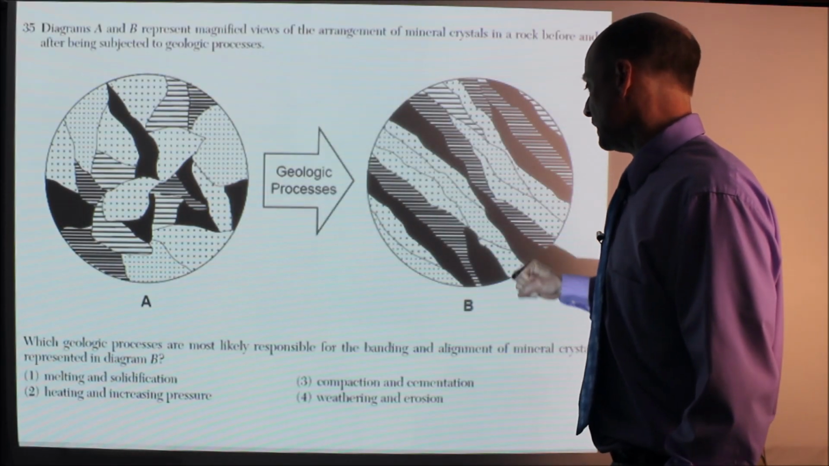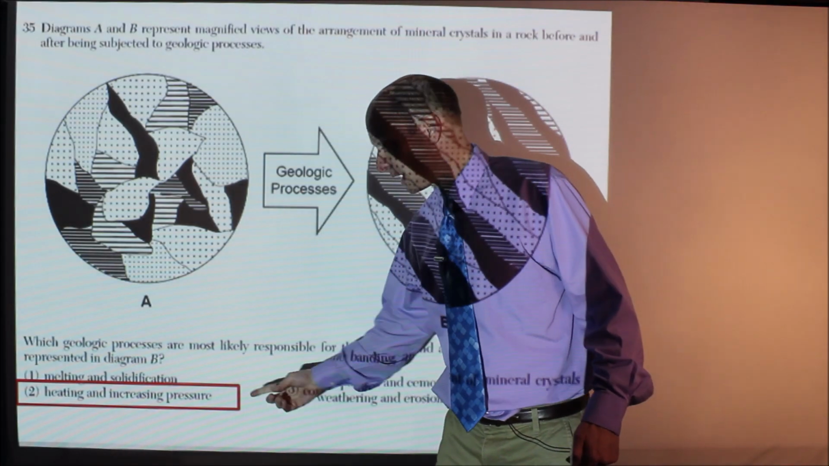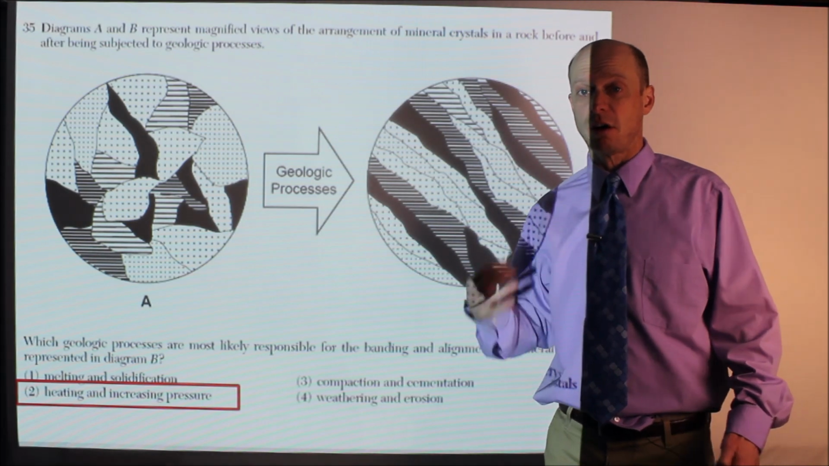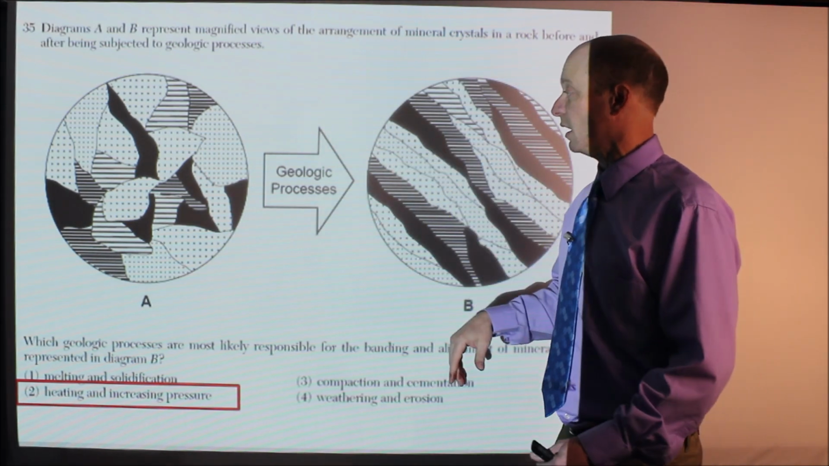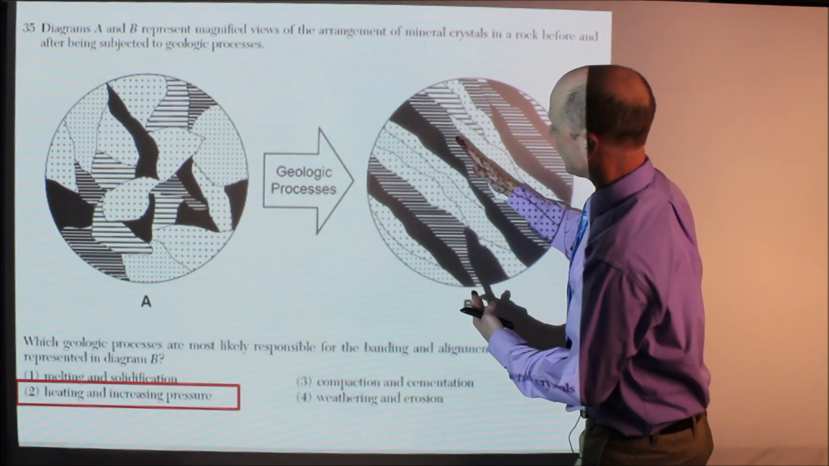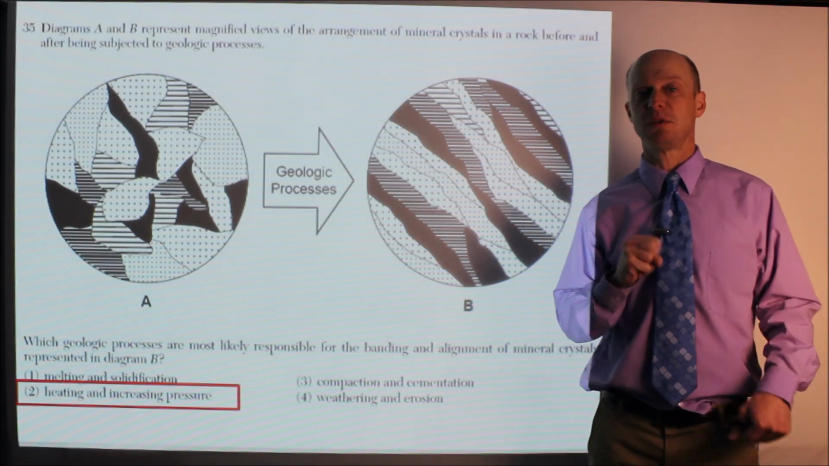And then also, hopefully you can recognize that when you have metamorphic rocks, it is heat and pressure that causes the metamorphic rock to form. So you have pressure going this way, and it will elongate the minerals when they are partially melted. So that is choice number 2.